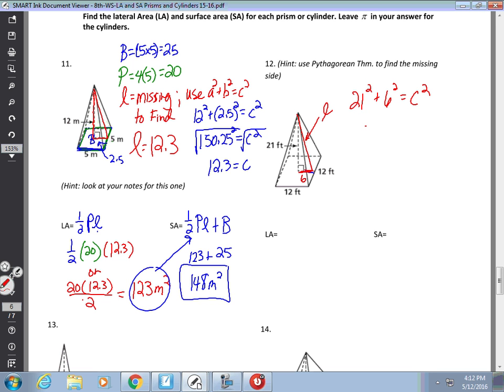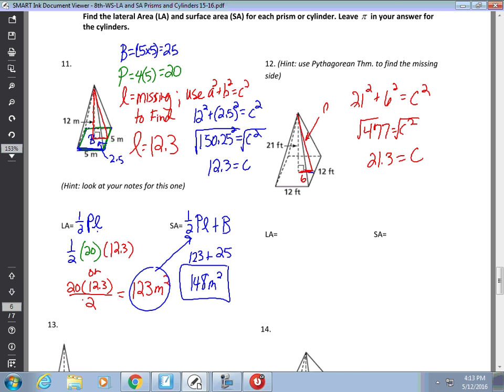So 12 squared and 6 squared is a total of 180. And then take the square root, and that is 13.4. I said 12, it's 21. Sorry about that, guys. Keep saying 12. That's 477 c squared. So 21.3.